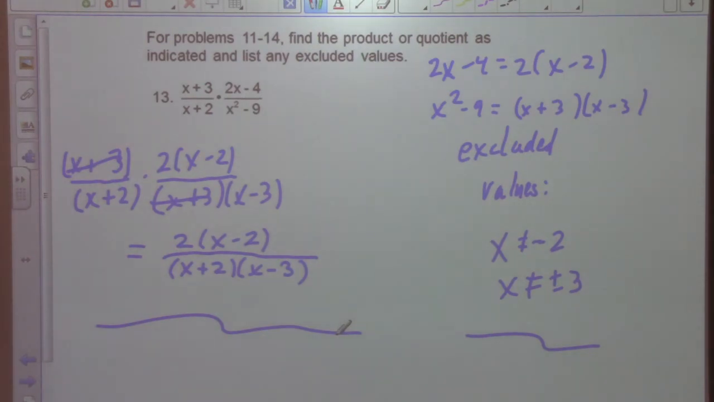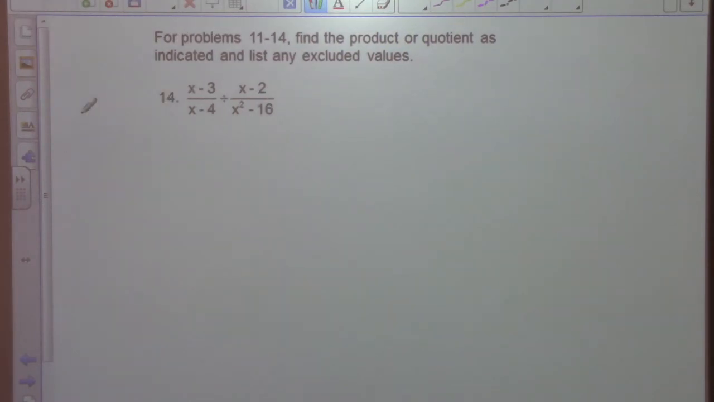Okay, go look at 14 and work on 14 for a minute, and we'll go over that in another couple minutes.